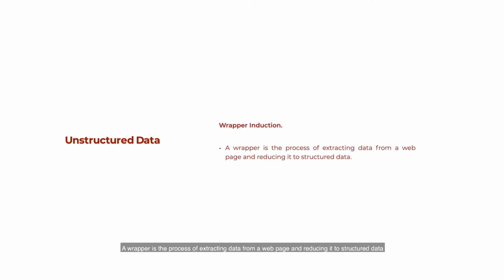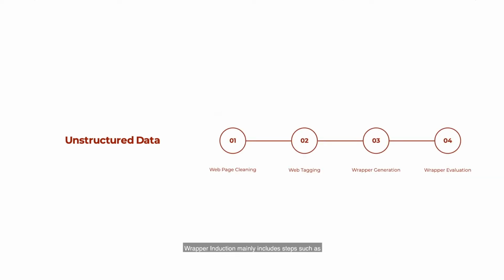A wrapper is the process of extracting data from a web page and reducing it to structured data. Wrapper induction is based on supervised learning, which learns data extraction rules from a collection of labeled training samples for extracting target data from other web pages with identical templates. Wrapper induction mainly includes steps such as web page cleaning, web page tagging, wrapper generation, and wrapper evaluation.